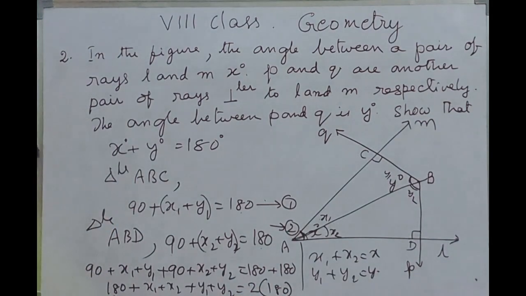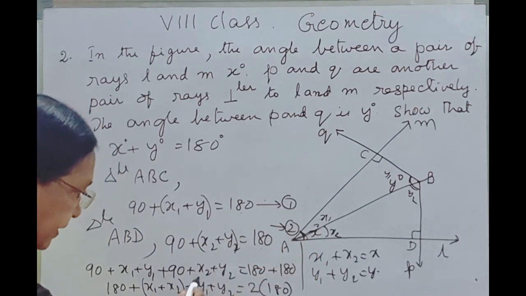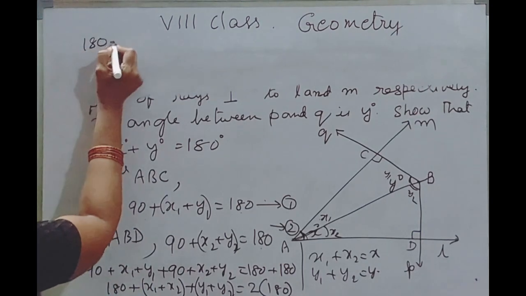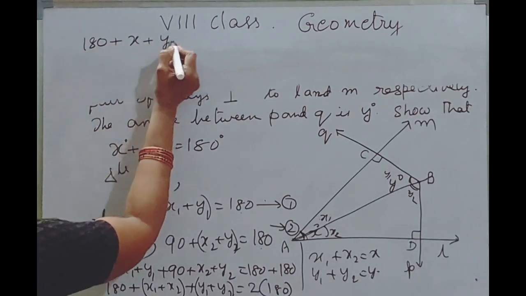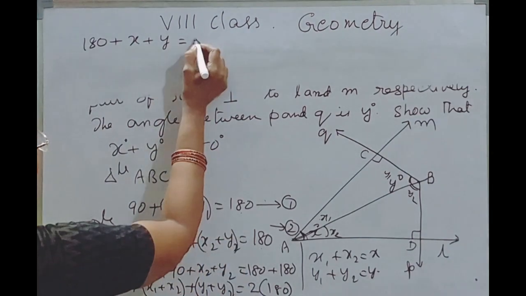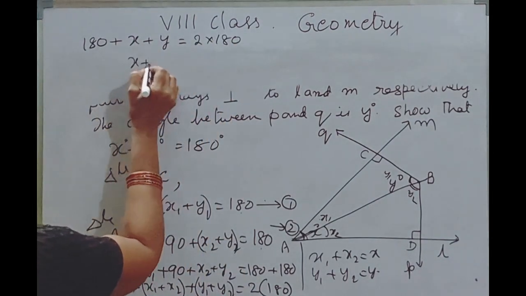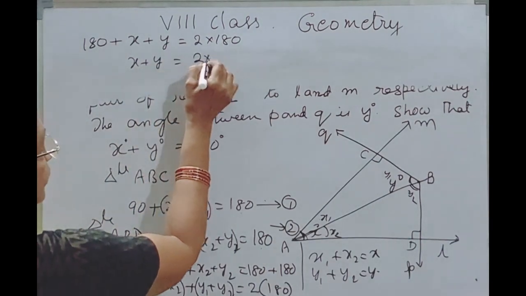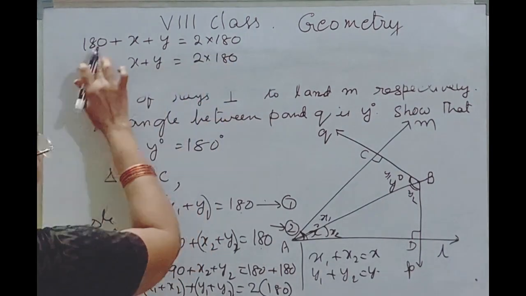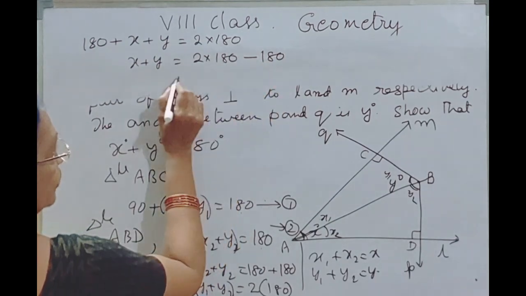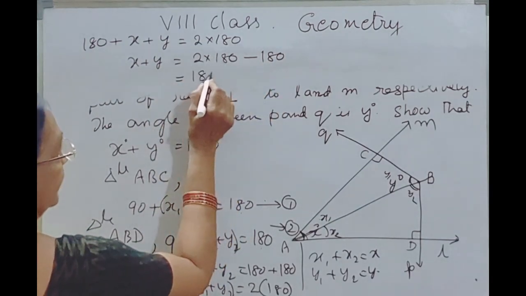So 180 plus x1 plus x2. x1 plus x2 is x. y1 plus y2 is y. Therefore, in the next equation, we get 180 plus x plus y is equal to 2 into 180. Or x plus y is equal to 2 into 180 minus 180. ఈ 180 మీరు బయటికి తీసుకొస్తే మైనస్ 180. 2 180స్లో నుంచి ఒక 180 తీసేస్తే 180 వస్తుంది.